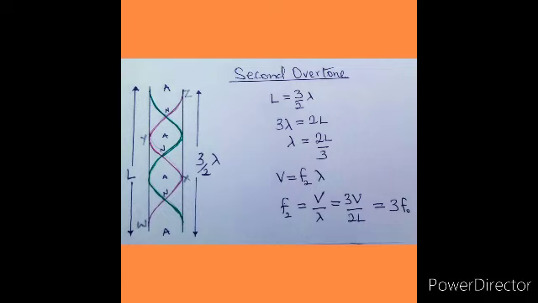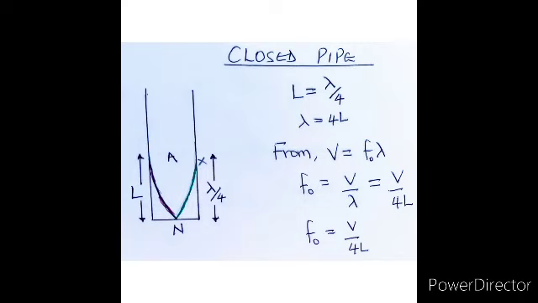Why? Because the fundamental frequency, as we have seen, is equal to V over 2L. So the frequency of the second overtone is 3F0. And as we round up, we'll look at the closed pipe.